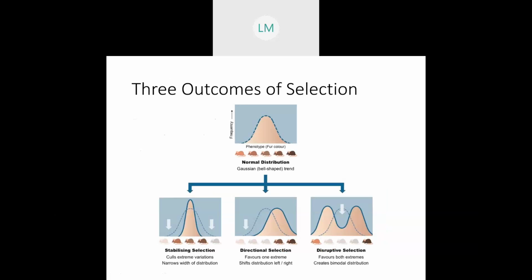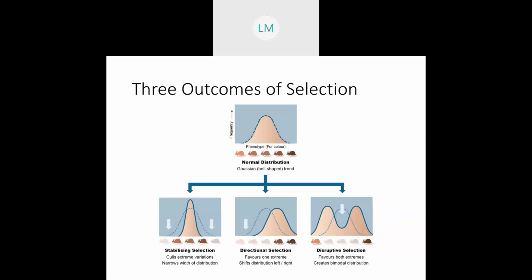Okay, so if we have selection happening, there are three types of outcomes that we can see from this selection that's happening. So up here at the top, we have just our normal distribution of a trait, right? Remember, we have variation in a trait in a population. So in this example, we've got different colors of mice. So we've just got a normal distribution, this bell curve trend of our traits. So there are three different ways that selection can change this distribution of traits.